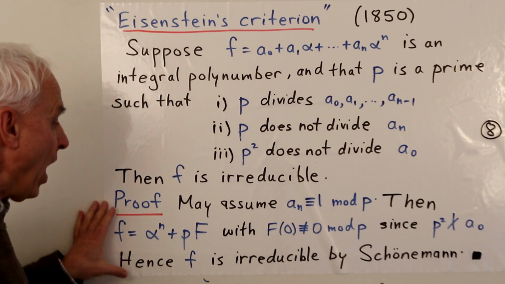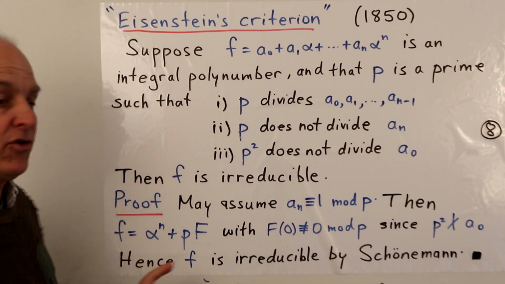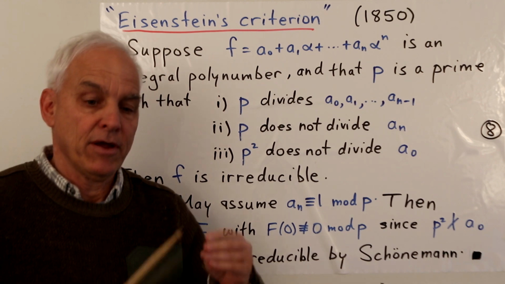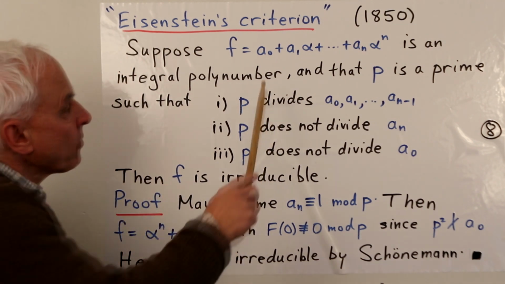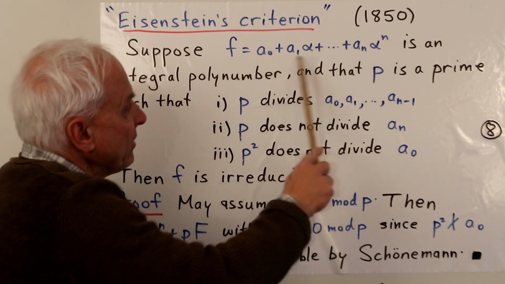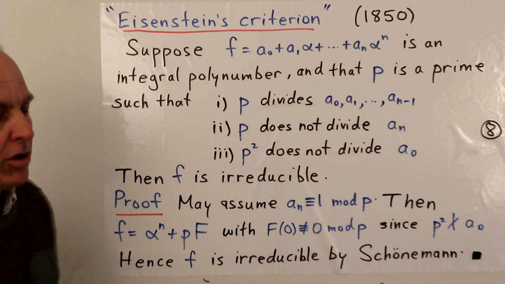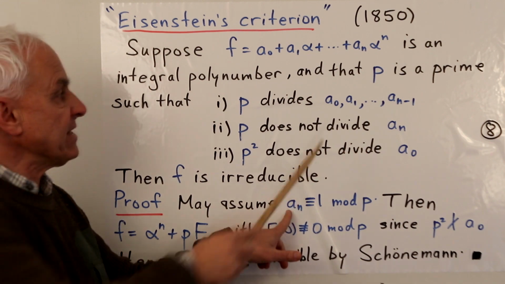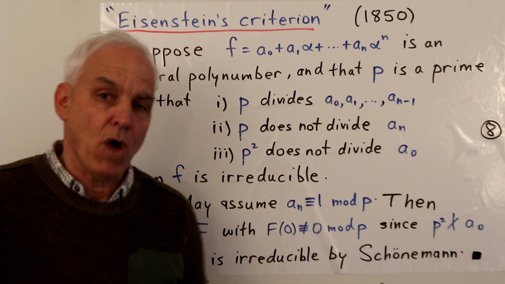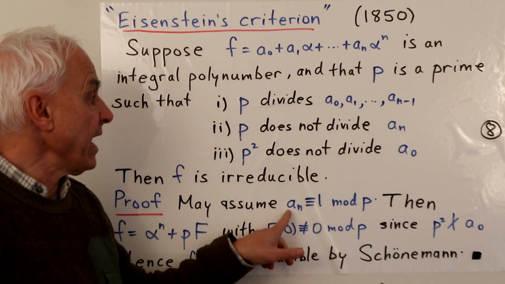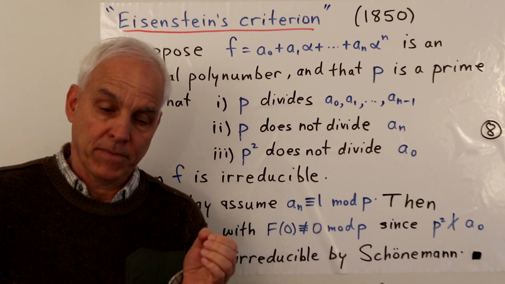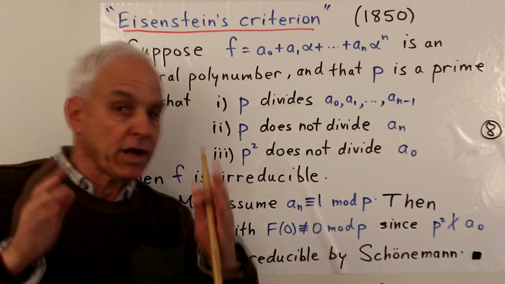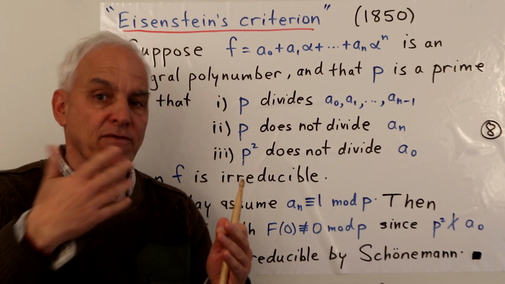So let's see why this is actually a consequence of Schoenmann's criterion. We'll start by just revamping this polynomial to arrange that a sub n is actually congruent to 1 mod p. We know that a sub n is not divisible by p. And that means that when you're working mod p, it has an inverse.